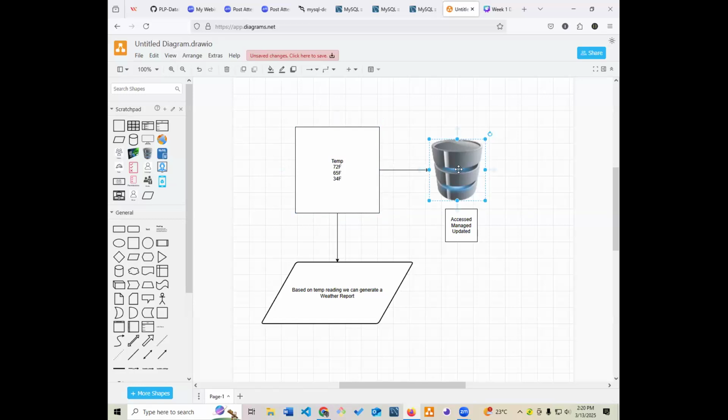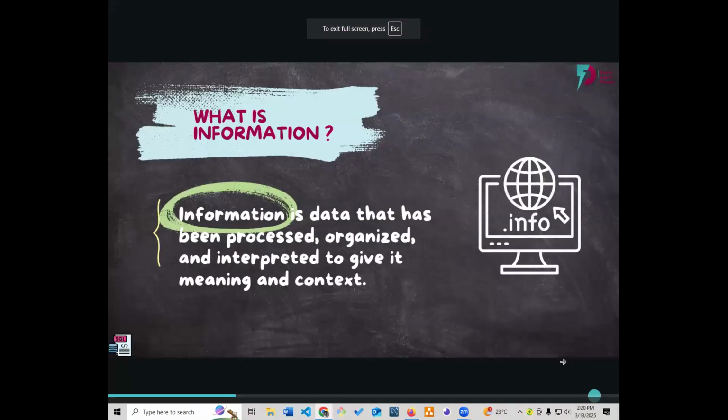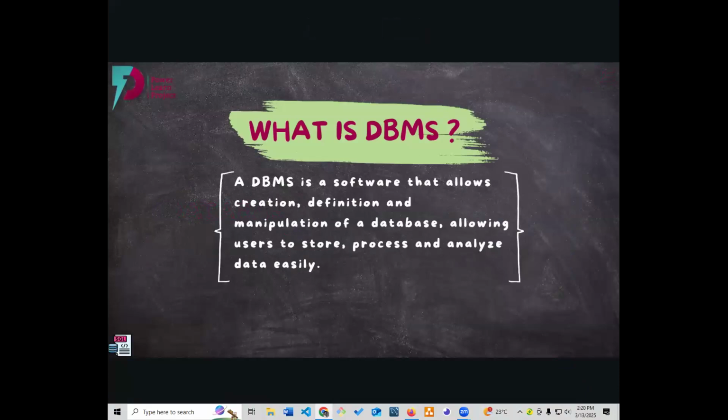We simply use a database for storing, maintaining, and accessing any sort of data. The collected information can be either for people, places, or things. Databases are usually controlled by DBMS. All right, let's come back to our presentation slide. Now, we've discussed what a database is. We've said again, a database is simply a collection of related data organized in a way that can be easily accessed, managed, and updated. But what controls the database brings us to DBMS.